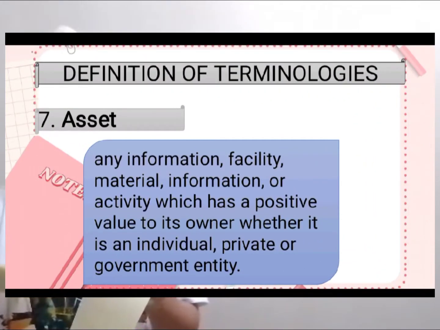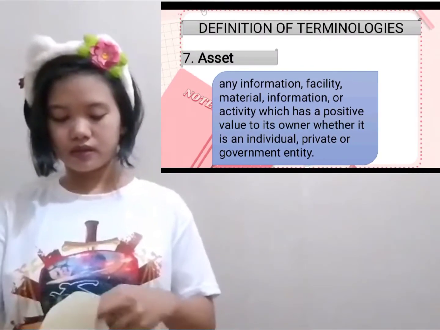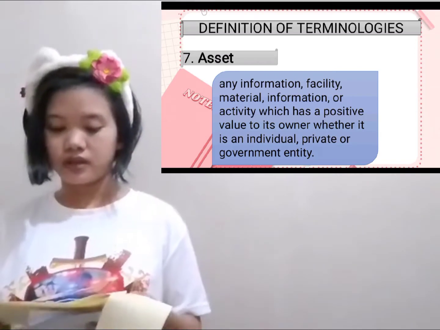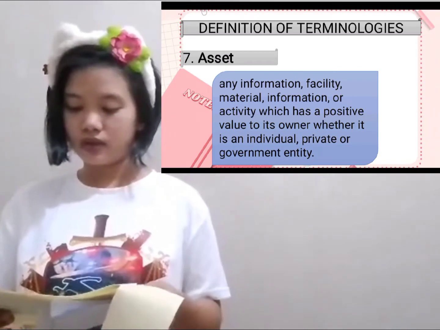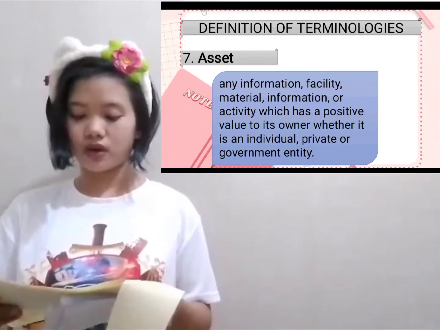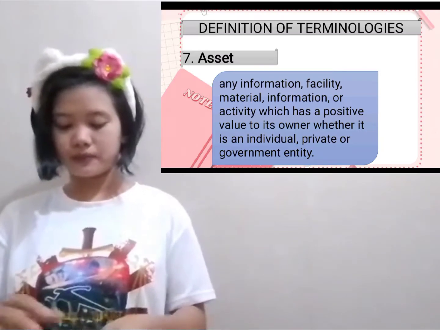Number 7. Asset. Any information, facility, material, or activity which has a positive value to its owner, whether it is an individual, private, or government entity. An asset is a resource with economic value that an individual, corporation, or country owns or controls with the expectation that it will provide future benefits.